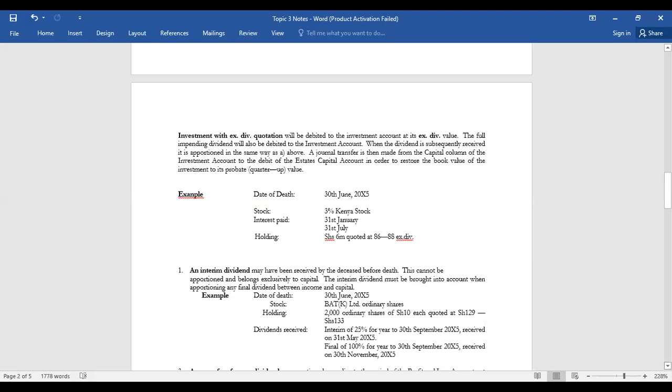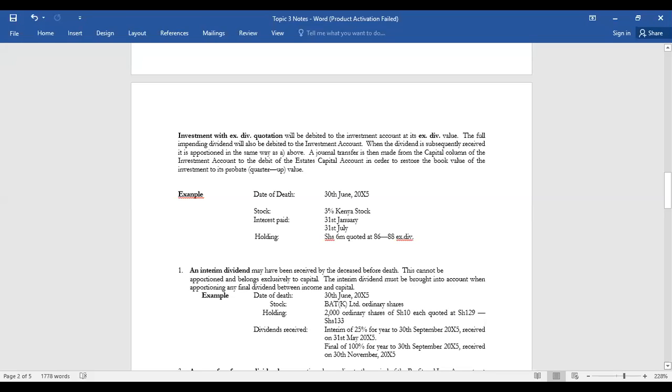So we are going to have the pre-dividend and the post-death. It depends on the death of the testator. This is what will be guiding us. So if it is ex-dividend date, we'll still be guided by the date of death, which is 30th of June.